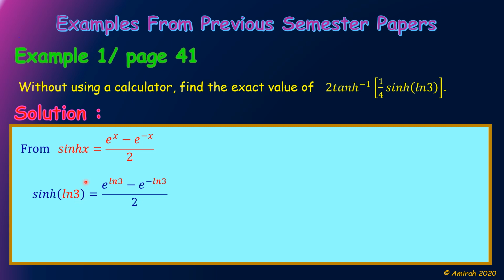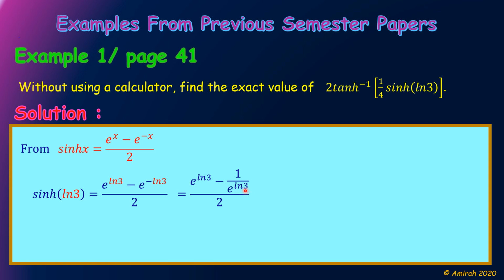But how? We can use this formula. We replace x now by ln 3. So we have e to the power of ln 3 minus e to the power of negative ln 3, over 2. After that, we need to write e to the power of negative ln 3 as 1 over e to the power of positive ln 3 using the properties of indices.